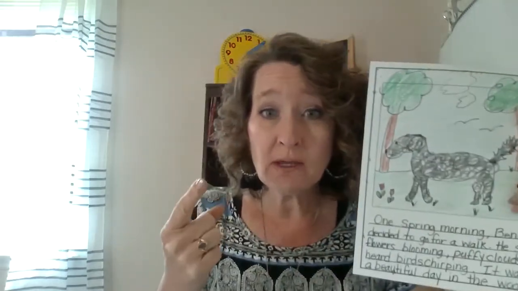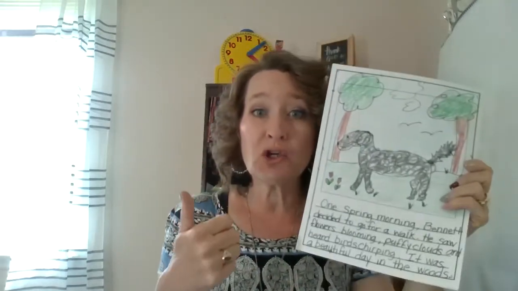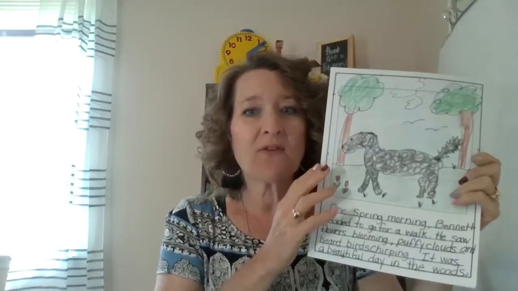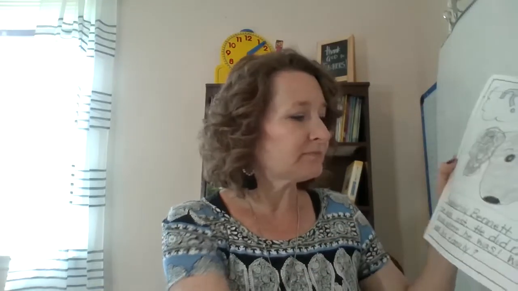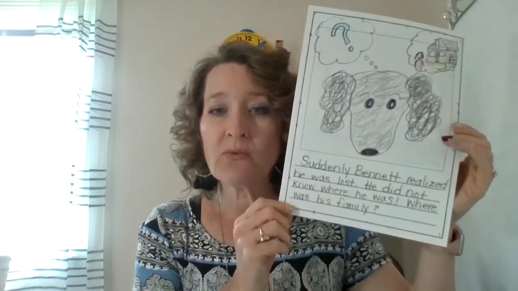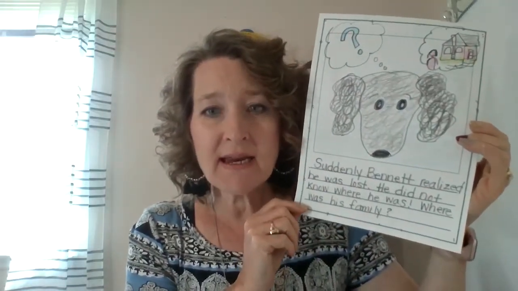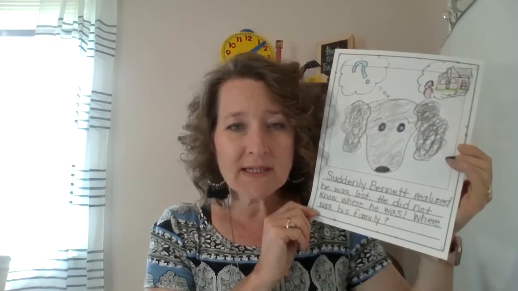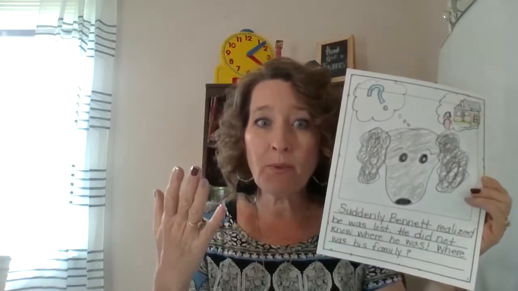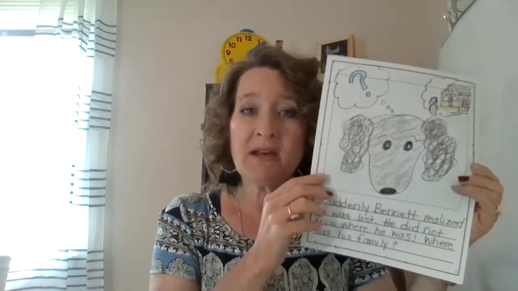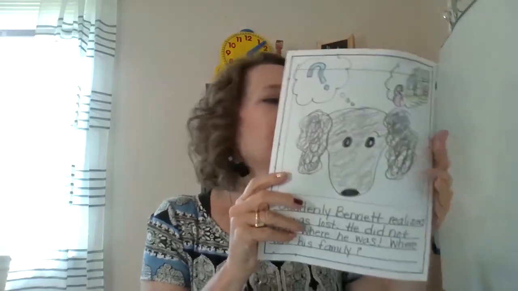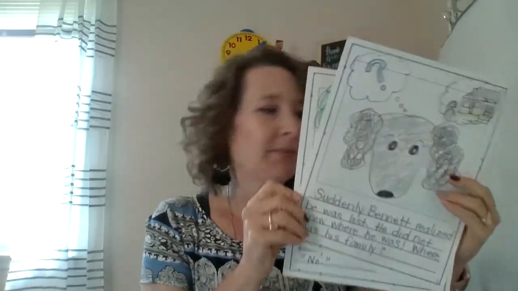So I've told you who the character is. I've told you what's going on. I've even told you where it is, the setting. So I've set up my story really good to tell you what's going to happen. And on the next page, suddenly Bennett realized he was lost. He did not know where he was. Where was his family? So now we know the problem. We know what's going to happen. Bennett's going to have to go on kind of a quest to get back to his family.